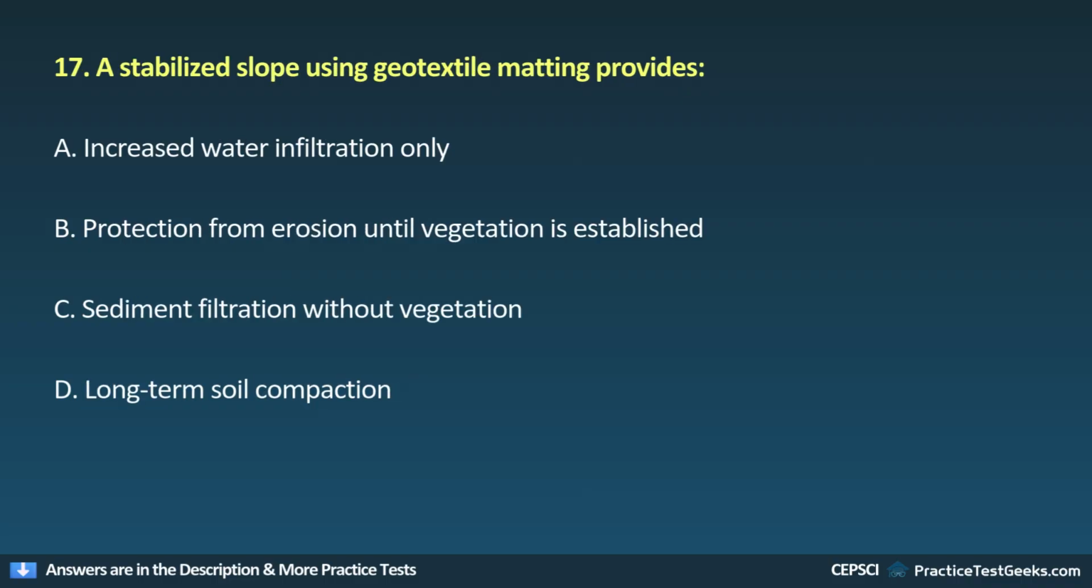17. A stabilized slope using geotextile matting provides A. Increased water infiltration only. B. Protection from erosion until vegetation is established. C. Sediment filtration without vegetation. D. Long-term soil compaction.